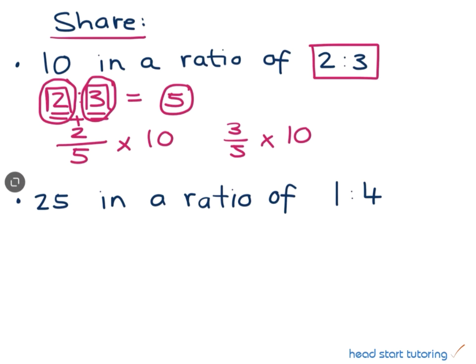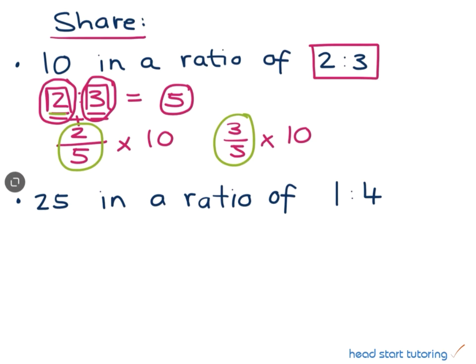So one side of the ratio is 2 parts of that whole, and the other side is 3 parts of that whole. So 2 parts plus 3 parts will give us our whole. So 2/5 plus 3/5 has to give us our full amount. So it will give us our 5/5, which is 1 whole.